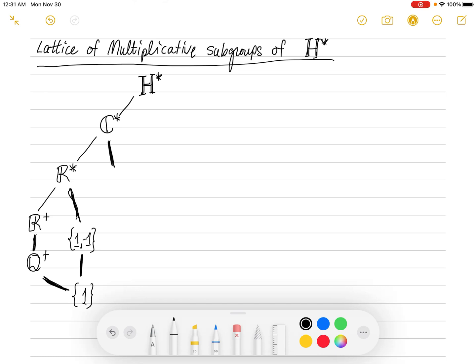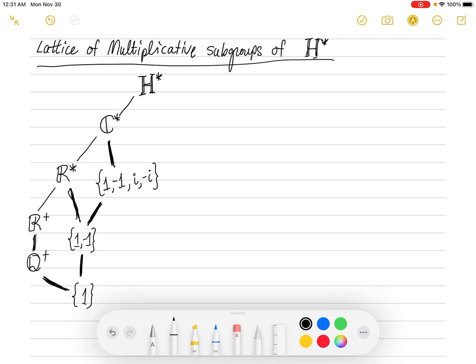Now going to the complex numbers. The complex numbers have a subgroup, plus or minus 1. So let me list it out in detail: 1, negative 1, i, and negative i. That's a subgroup of the complex numbers. And it turns out that 1, negative 1 is a subgroup of that set of 4 elements.